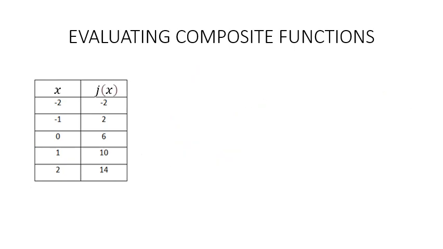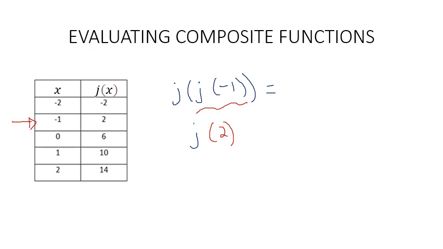We can compose a function with itself in any form that it's given, as long as we have enough information. So I can find j of j of negative 1 using just the entries on this table. The inside is j of negative 1. j of negative 1 is positive 2. And then I can find j of 2, which is equal to 14. So j of j of negative 1 is 14.